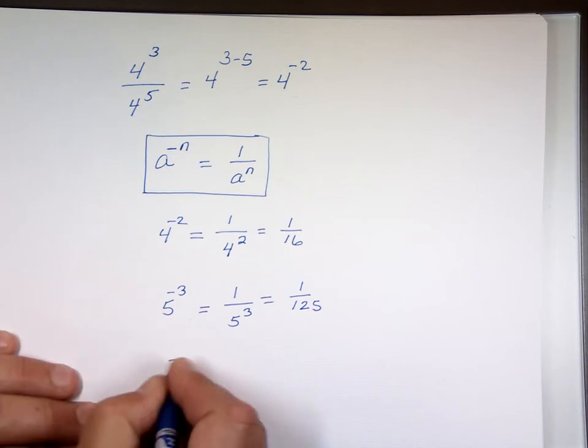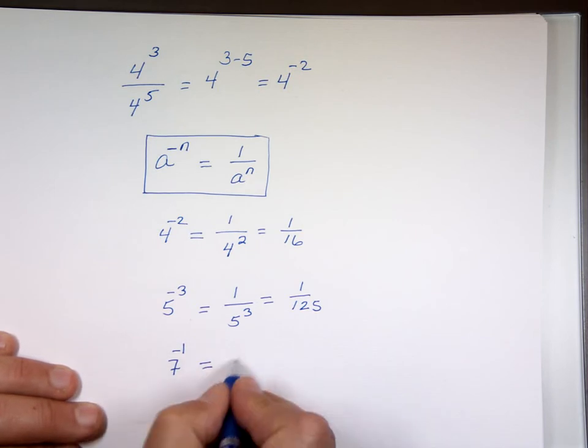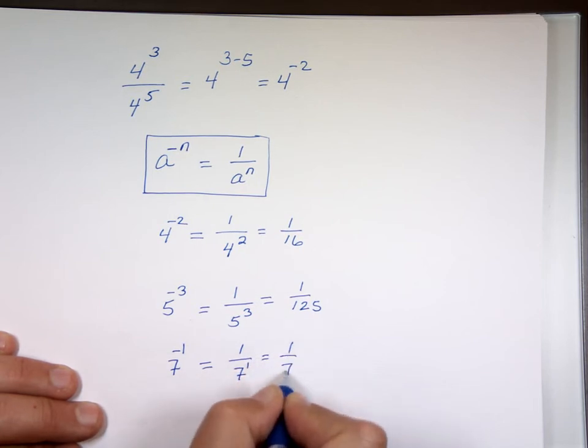Seven to the minus 1. That's 1 over 7 to the 1. 7 to the 1 is 7. So 1 over 7.